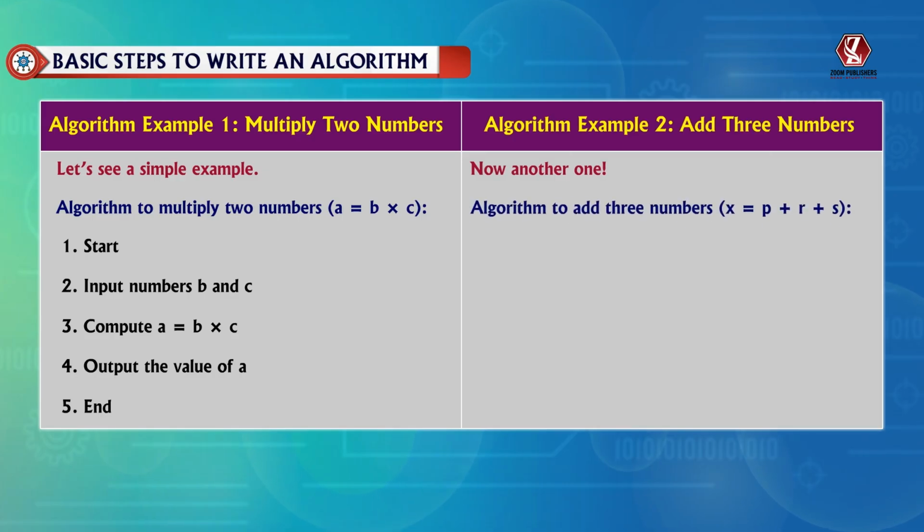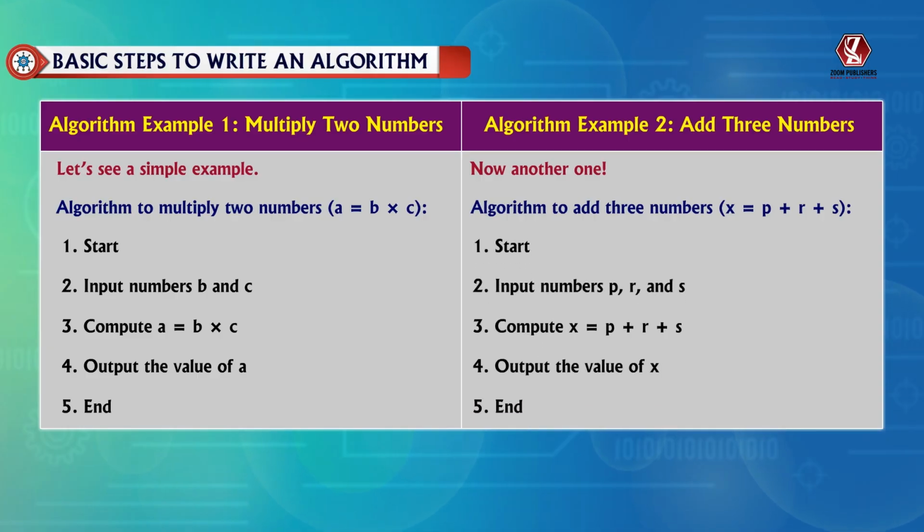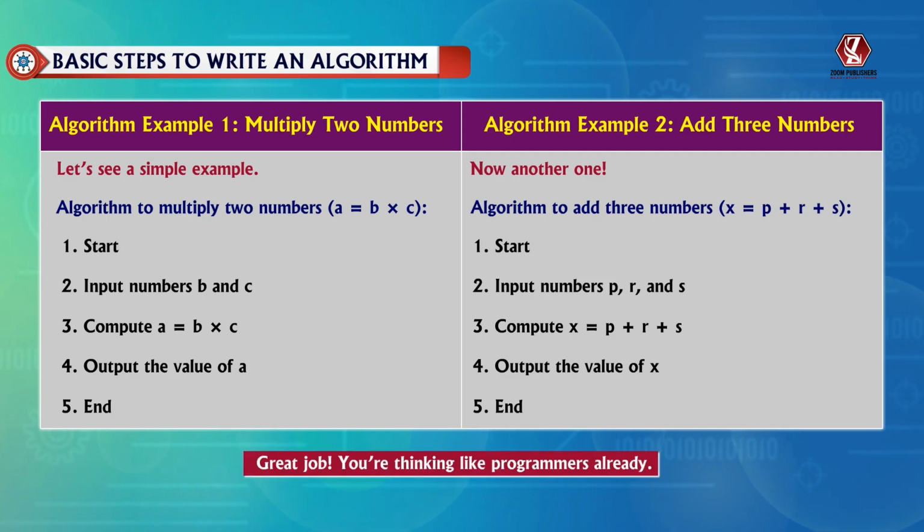Algorithm example 2, add three numbers. Now another one. Algorithm to add three numbers, x equals p plus r plus s. Start. Input numbers p, r, and s. Compute x equals p plus r plus s. Output the value of x. End. Great job! You're thinking like programmers already.